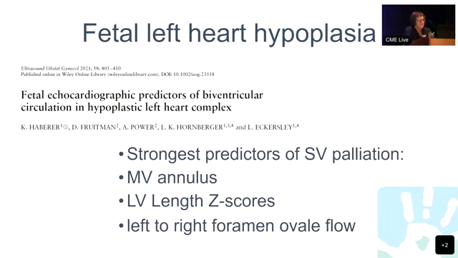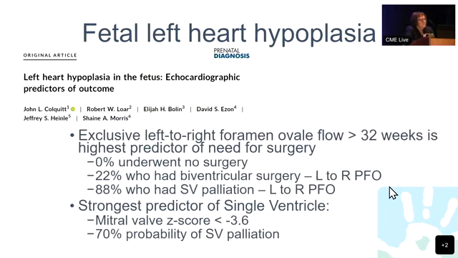So in this paper from Dr. Hornberger, the strongest predictors of need for single ventricle palliation were, similarly to the children, mitral valve annulus size, the LV length Z-scores, and then left to right foramen-ovale flow. In this paper from Texas, they showed that exclusive left to right foramen-ovale flow at 32 weeks or greater was the highest predictor of the need for some type of neonatal surgery.